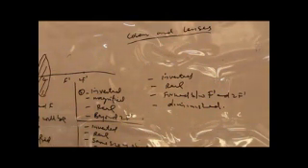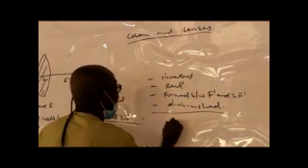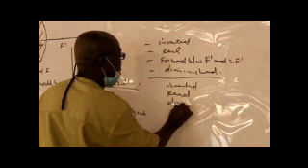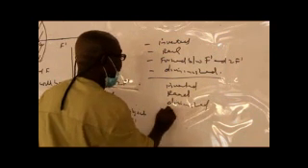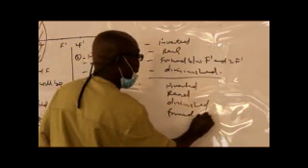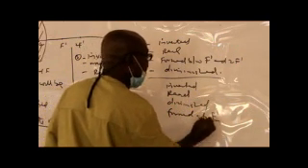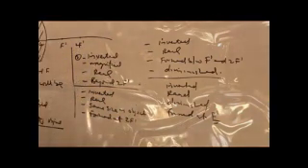Then the one I cannot draw here is object at infinity, which is called position 6. Object at infinity, the image is inverted, real, diminished, and formed at F prime. So, if I were you, I would study these characteristics very well.